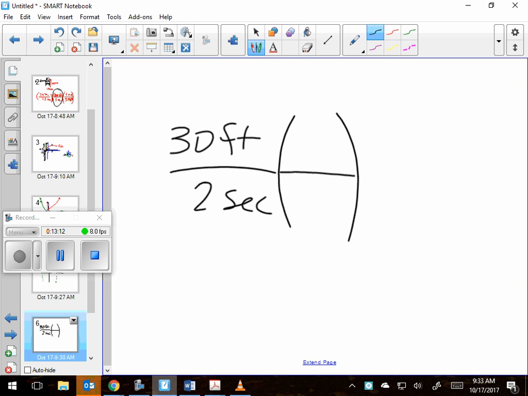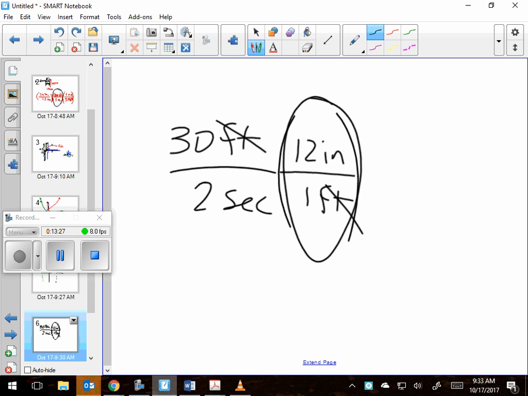Now, I could multiply by a fact that says 1 foot is 12 inches, but the problem is I'm moving it in the wrong direction. Now I've just changed this to inches per second. That's not good. That doesn't help me. It's a fact that's true. 12 inches is 1 foot, and so I'm effectively multiplying by one, so that's all good, but it's not moving me in the right direction.